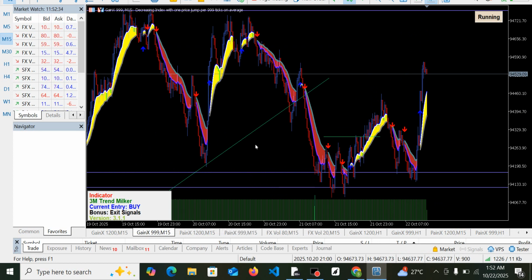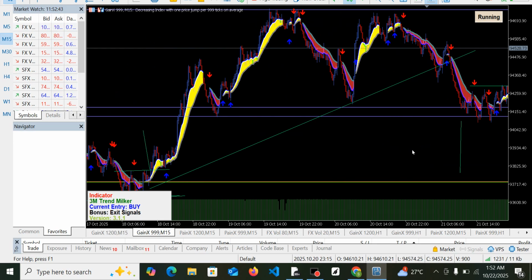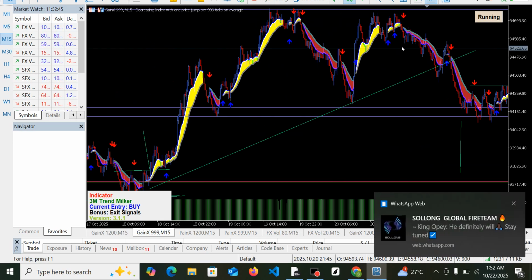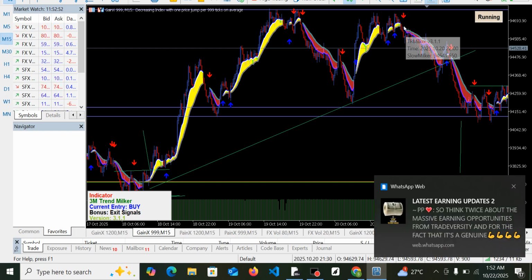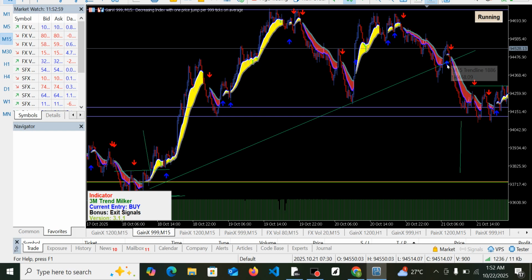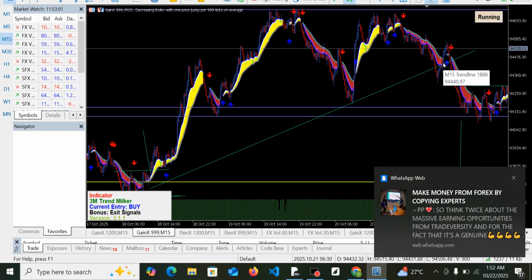Now let's check out Gain X 999. The last one we checked was Gain X 1200. For Gain X 999 yesterday, this actually started a downtrend right from here. I said if it is unable to break out above this resistance, then we should experience a downtrend. I drew this trend line to let us know that once it gets to the trend line, either it bounces back or it breaks out below the trend line.